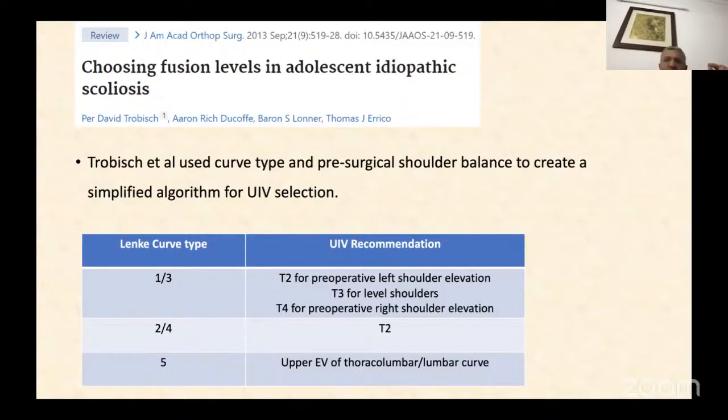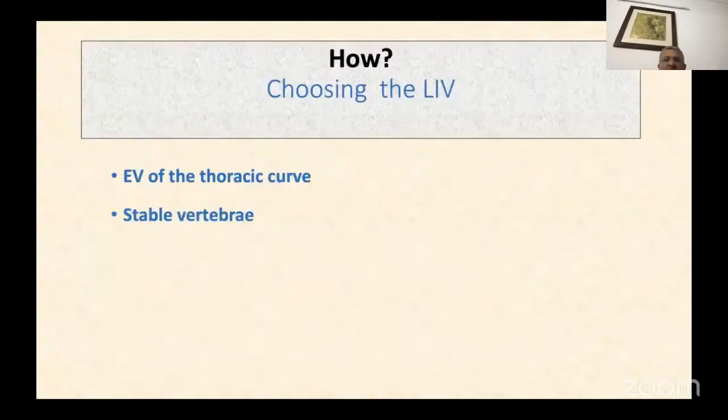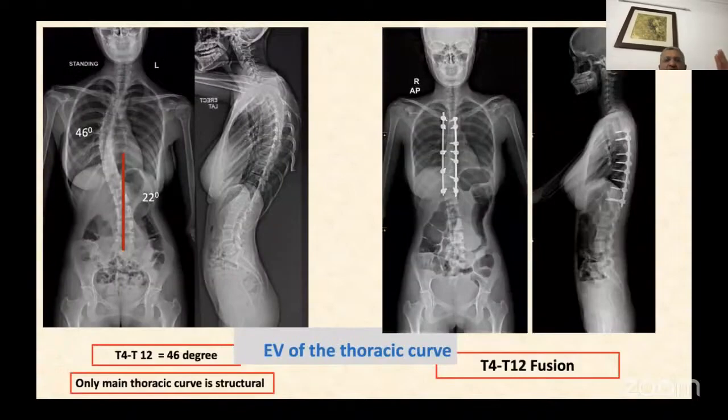But this is a simple rule to follow when somebody is starting at the beginning of their career. Okay, this is a simple rule for choosing the UIV in case of a thoracic curve. Then the difficult part is choosing the LIV. You've got two options when you do a selective thoracic fusion. You can choose the end vertebra of the thoracic curve. Therefore here T4 to T12 is the main curve. You choose the end vertebra of the thoracic curve. That is one option.